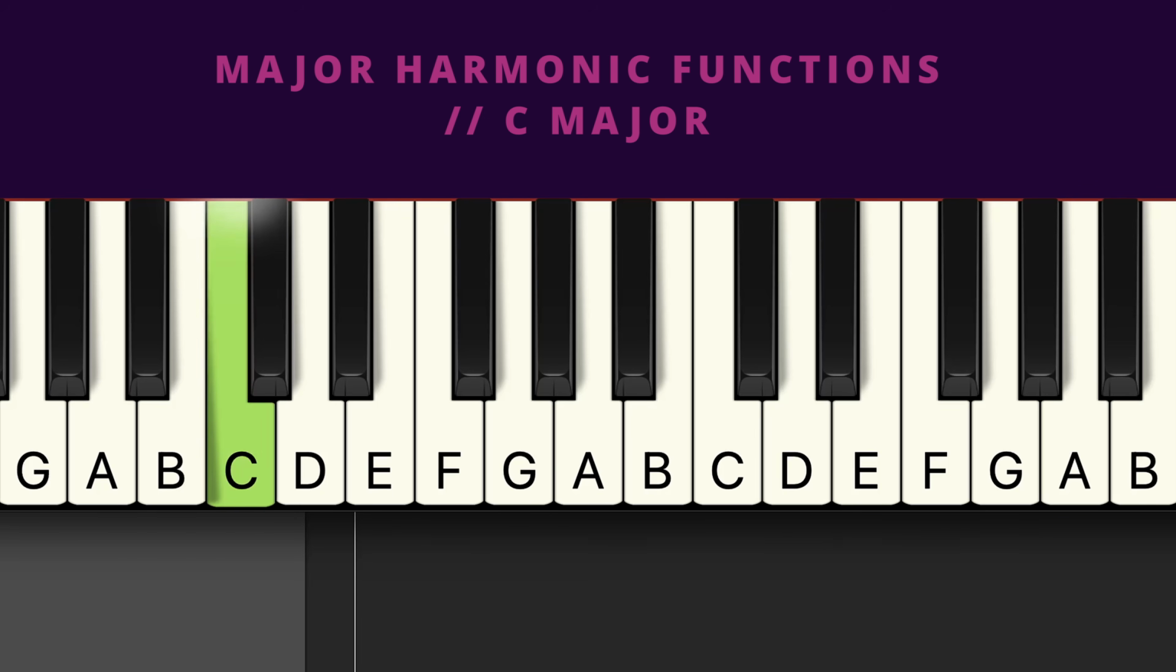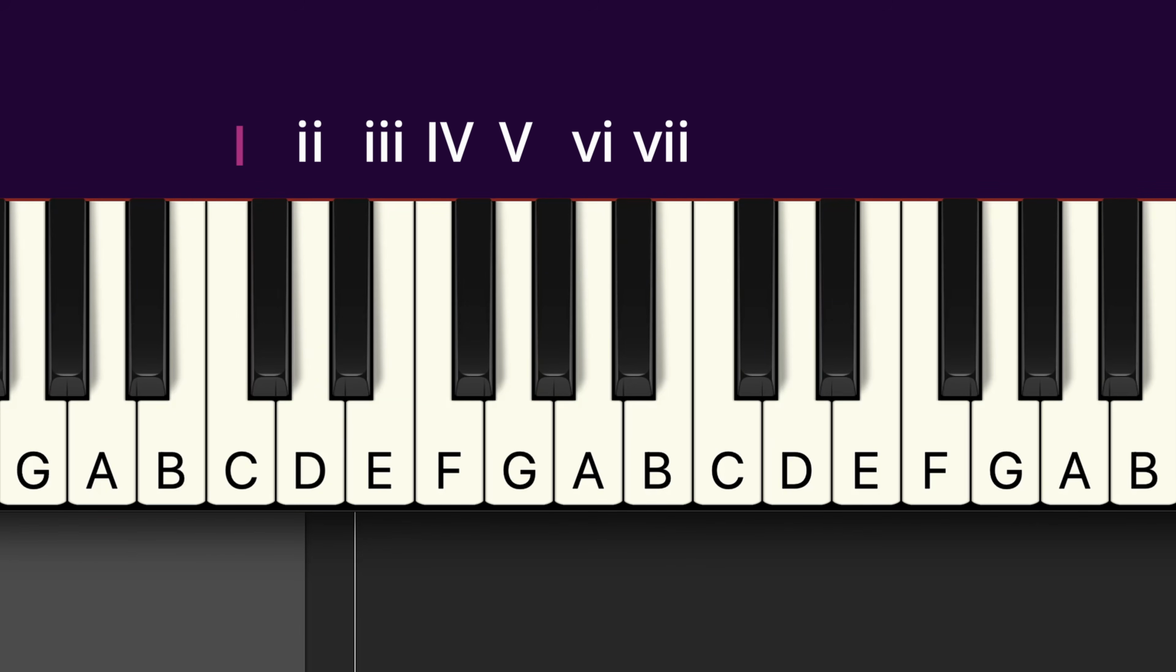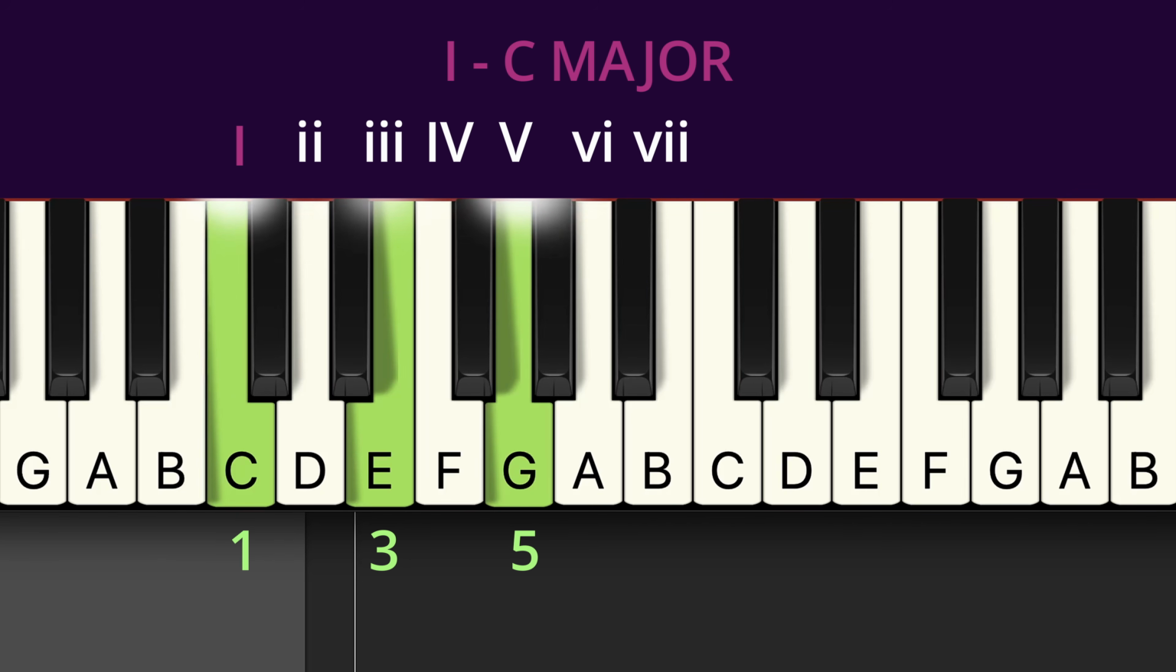C major is all the white keys, and the 1 chord, our tonic, is going to be our first note on the scale, which is the C in C major. And we're going to create a triad with 1, 3, 5. So we're going to use the first note, then skip the second one and use the 3rd note, skip the 4th one and use the 5th note. And there we have our tonic chord, the C major chord.